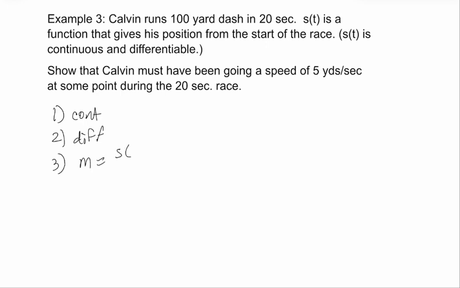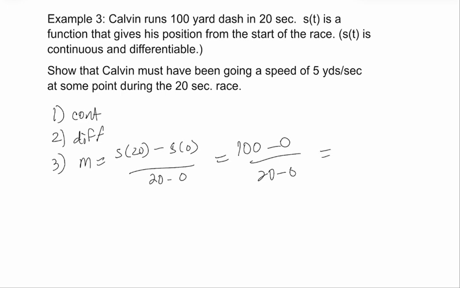So that would just be S of 20 minus S of 0 over 20 minus 0. Now, at the start of the race, he has gone no distance. At the end of the race, he's gone 100 yards. At the start of the race, he's gone 0 yards. So this becomes 100 divided by 20, or 5.